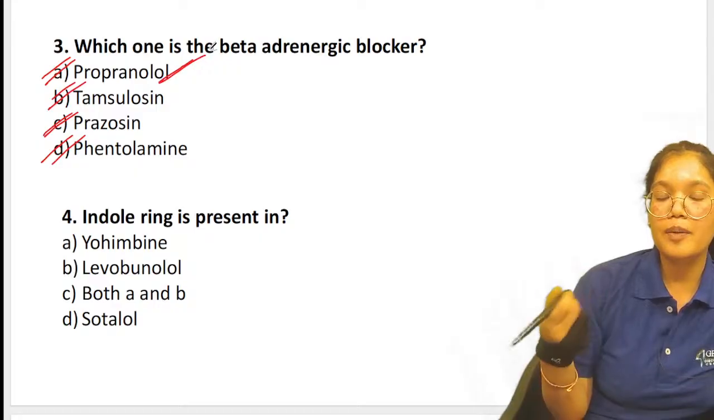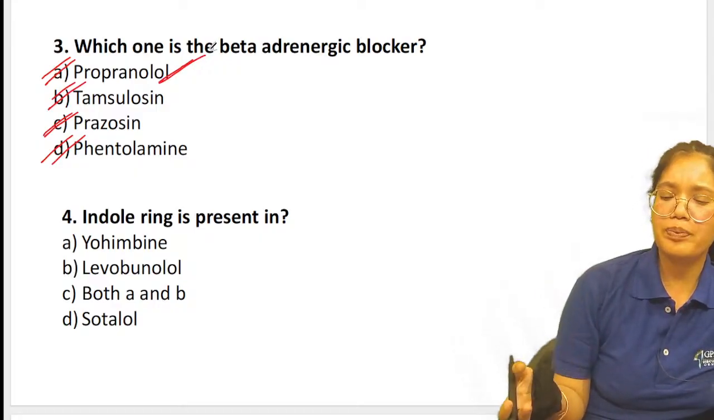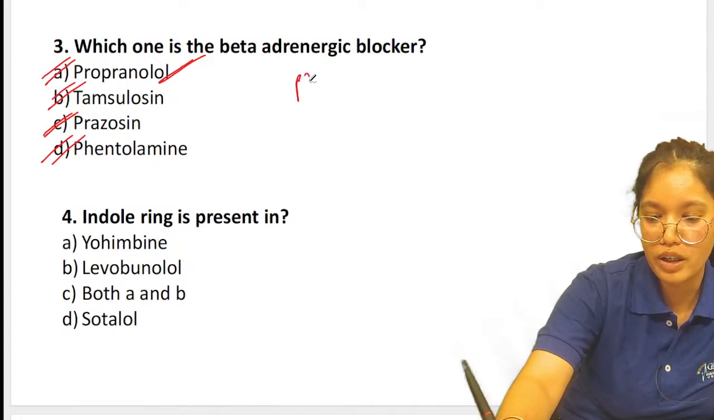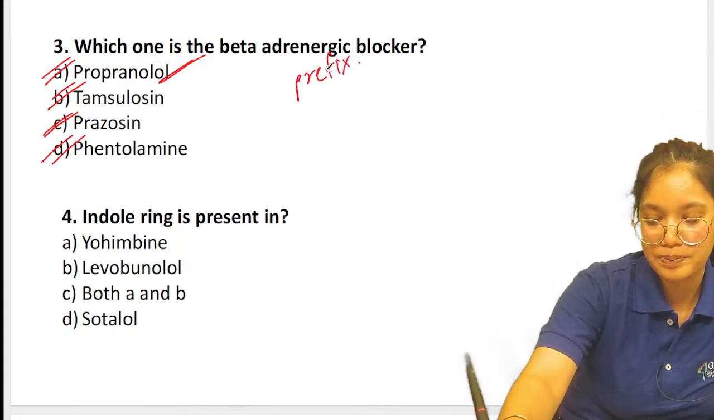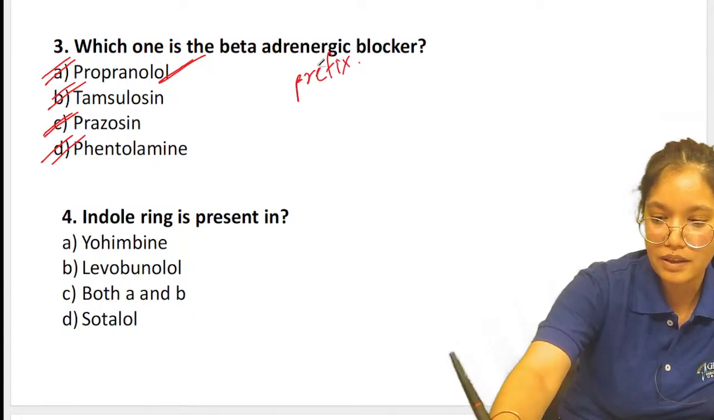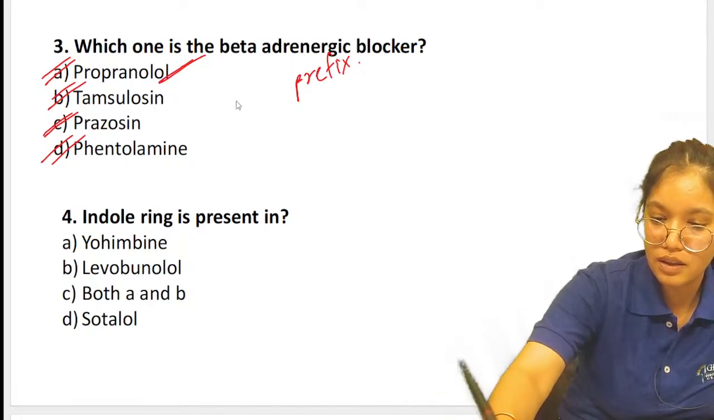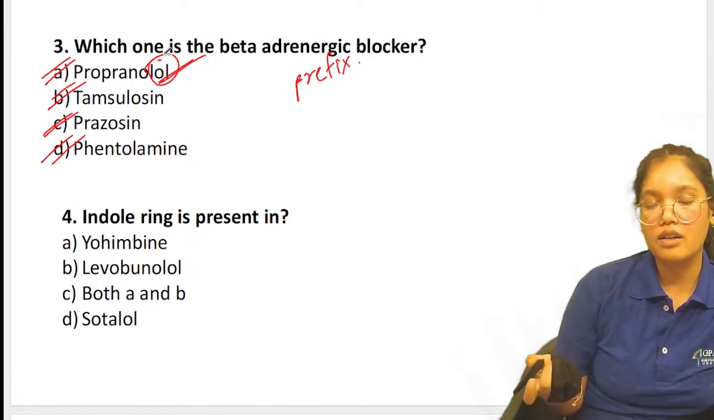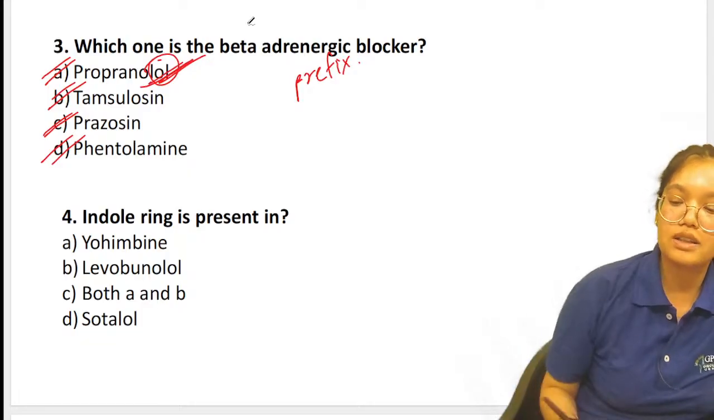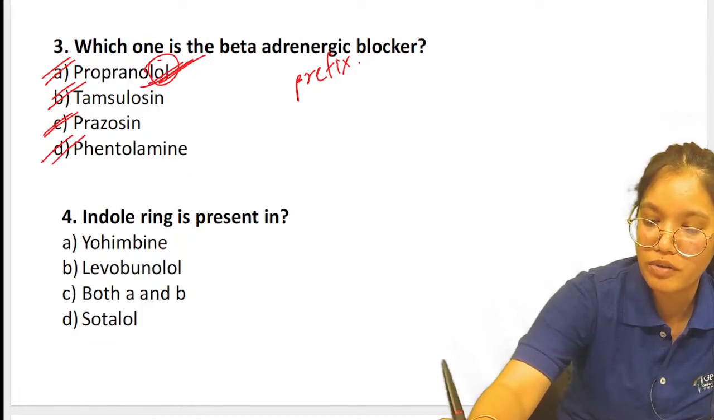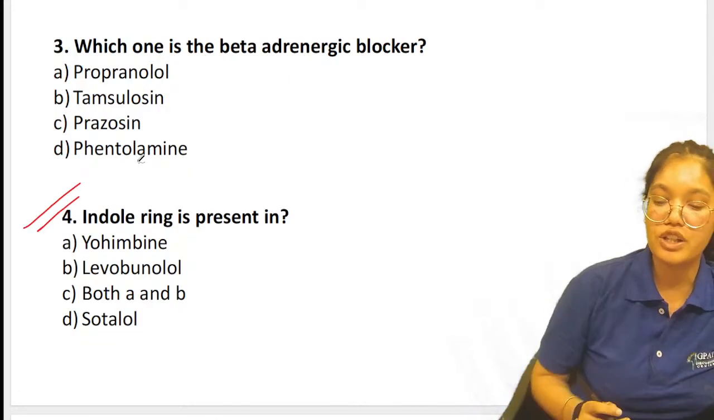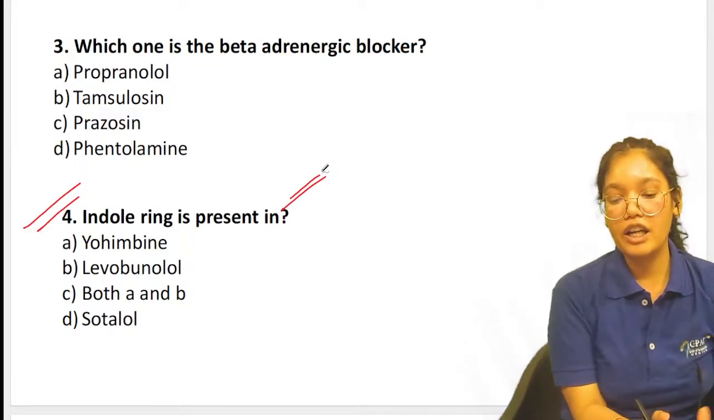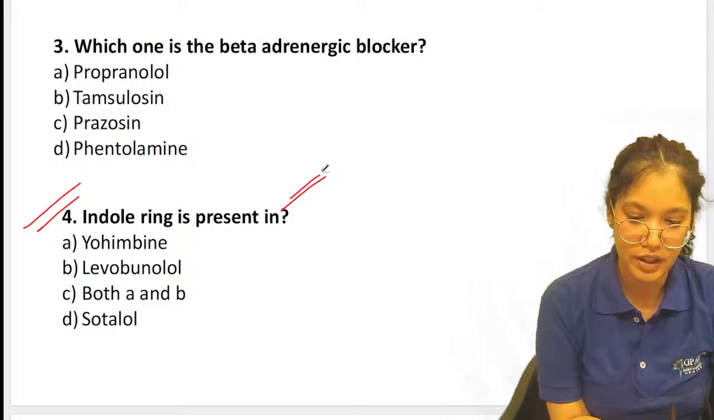Now it is a property that almost every beta blocker has the suffix "lol". So every beta blocker contains "lol", and propranolol is the beta adrenergic blocker. Very simple question. Then the next question: the indole ring is present in which drug? Which drug contains the indole ring in its structure?